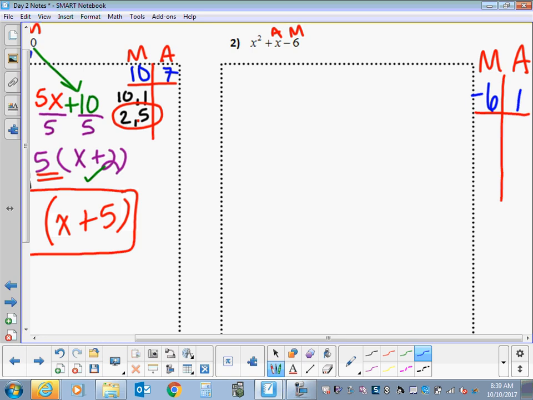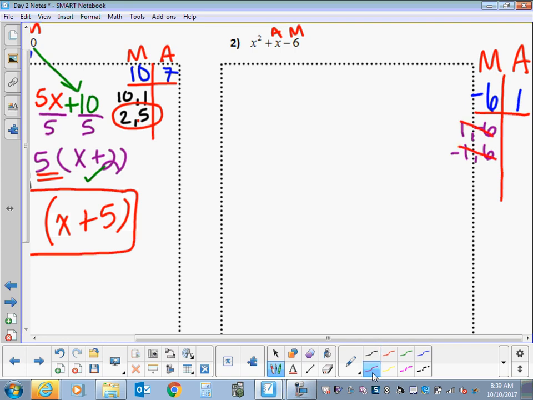Alright, so I need 2 numbers that multiply, that give me negative 6, and add to give me 1. I'm going to go through my factors. I always start with 1 and 6. Something needs a negative, so I just flip them. If I add those 2 together, will I ever get positive 1? No. So we can mark through those factors.